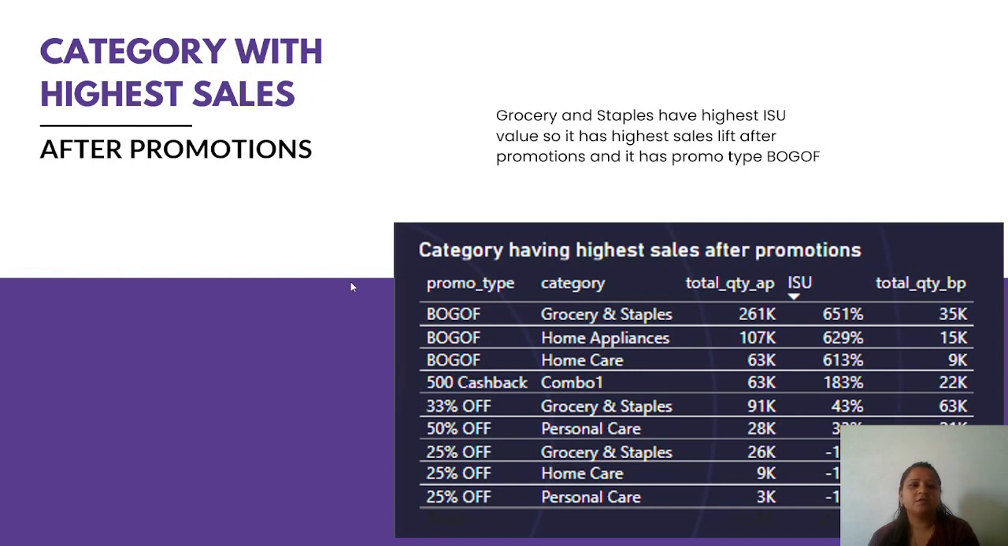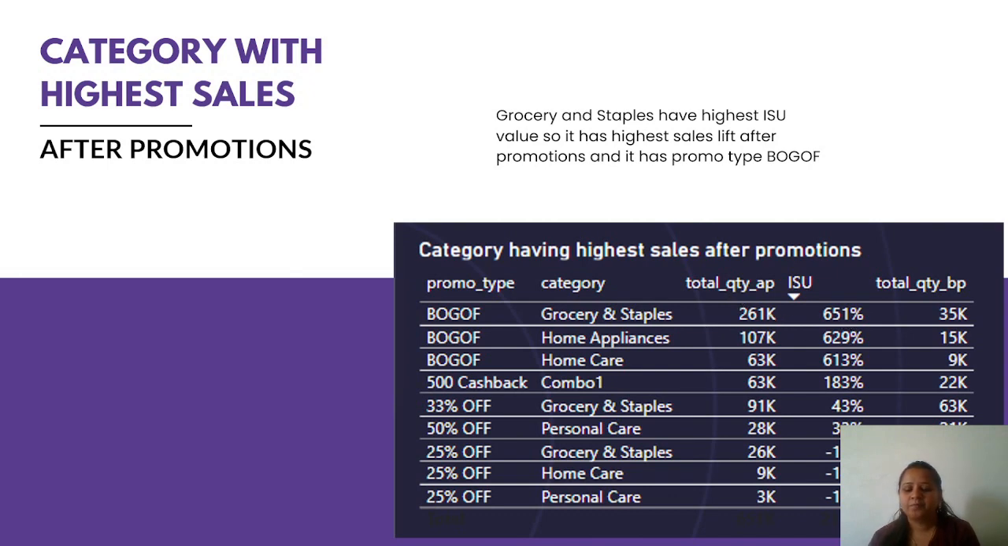Then the next thing is category with highest sales: grocery, staples, home appliance, home care, combo offer. These are the categories which have the highest sales. Highest sales can be found out by using ISU values, incremental sold unit. For grocery and staples, there is a 651% increase.